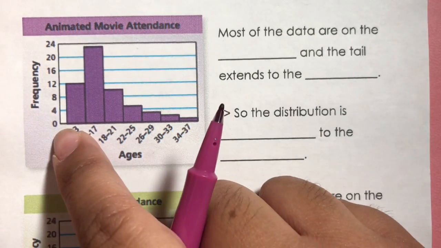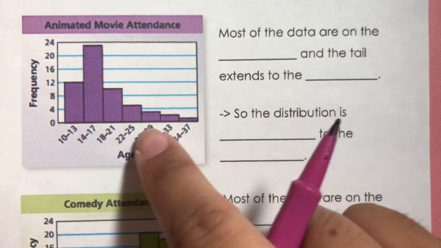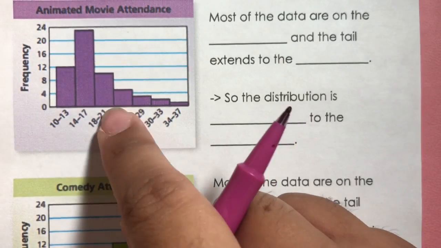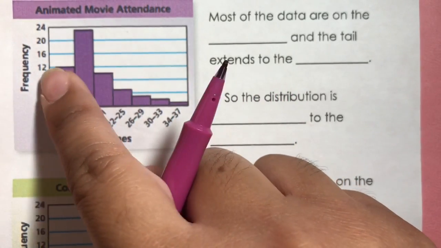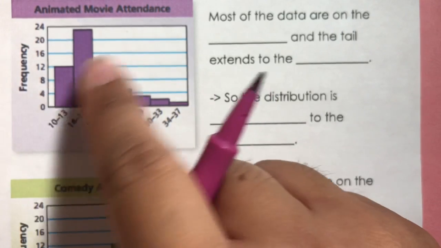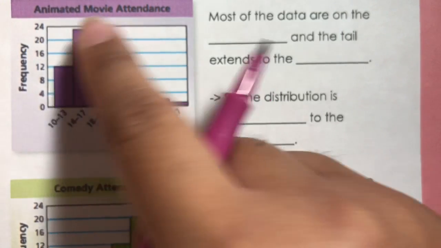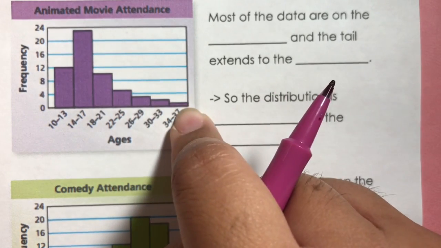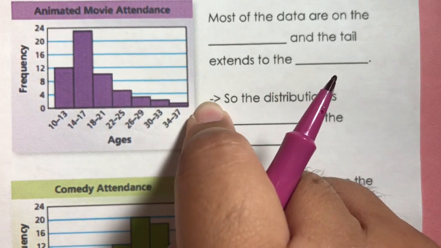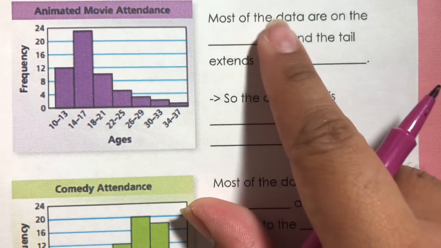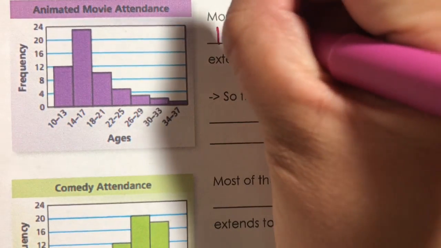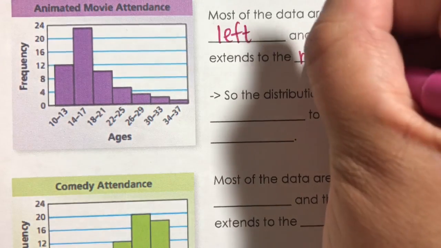Okay, so based on what we know from the first part of our notes, we're looking at this graph, and just look at what you see, look at what you notice. What do you wonder, what do you notice? So all the data we can see is mostly on the left, and then there's this tail where the data starts to shrink, where it gets smaller, and the tail right here is going towards the right. So most of the data are on the left, and the tail extends to the right.